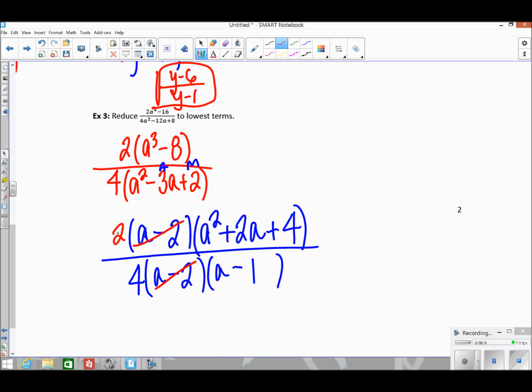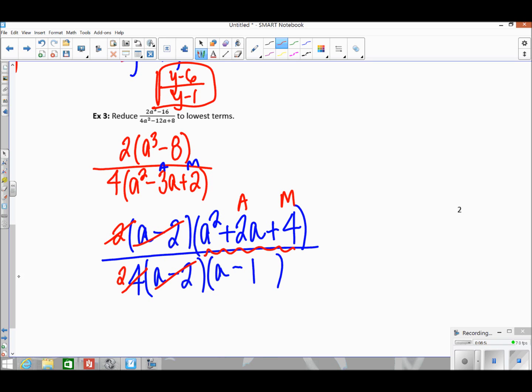I'm also going to be able to reduce this 2 into 4. 2 goes into 4 2 times, so there'll be a 2 left here, and I'll just have a 1 up top. And then I want to check this piece here and see if I can factor it. So I want to ask myself, is there anything that I can add to 2 and multiply to 4? There's no numbers that are going to work because the only way that you can get 4 is by 4 times 1 and 2 times 2, and there's no way to combine those and get 2. So you're just going to have to leave that as is.